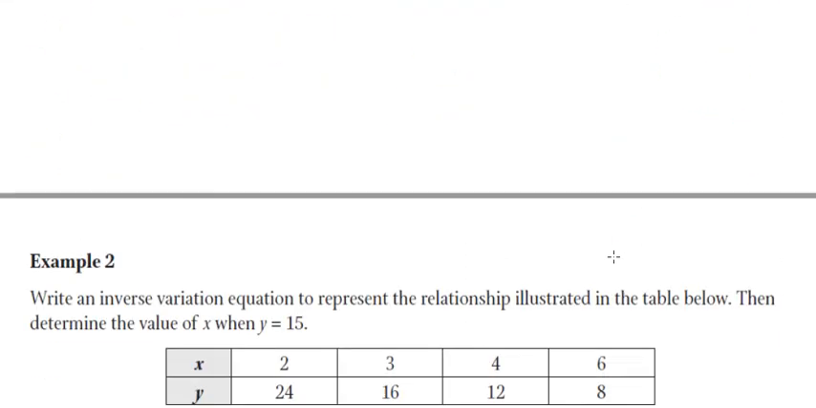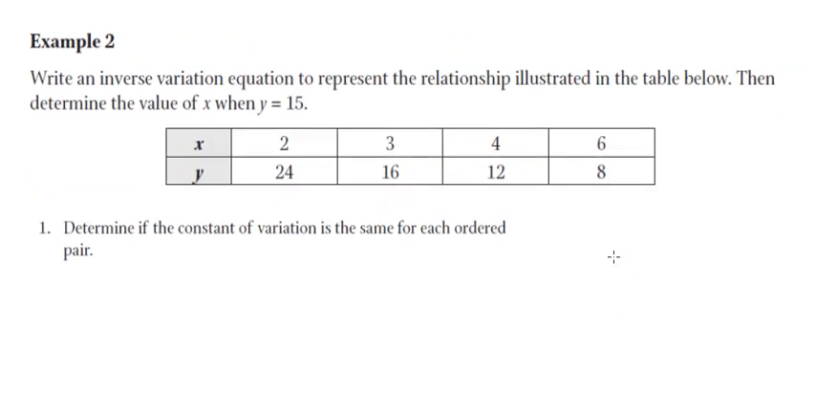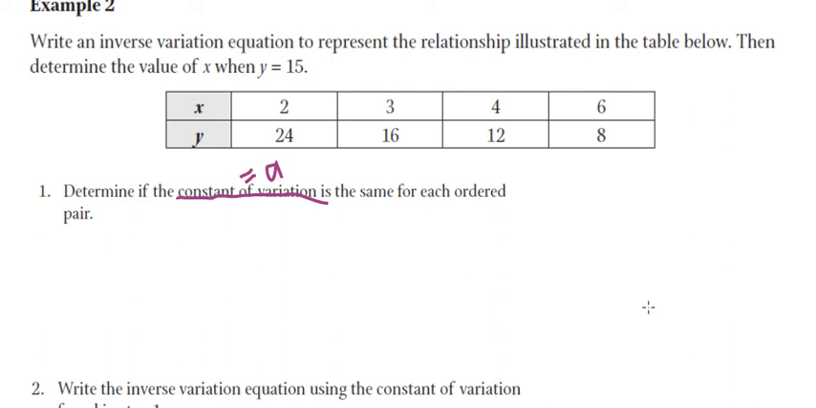So let's go into example 2 here. It's basically just asking us to determine if the constant of variation, well, the constant of variation is a. That's that a value that we had in that last one. And we knew that we could get the a value by multiplying the x and the y. So 2 times 24, 3 times 16, 4 times 12, 6 times 8. All of those have a product of 48. So we do know that the constant of variation is the same for each ordered pair.